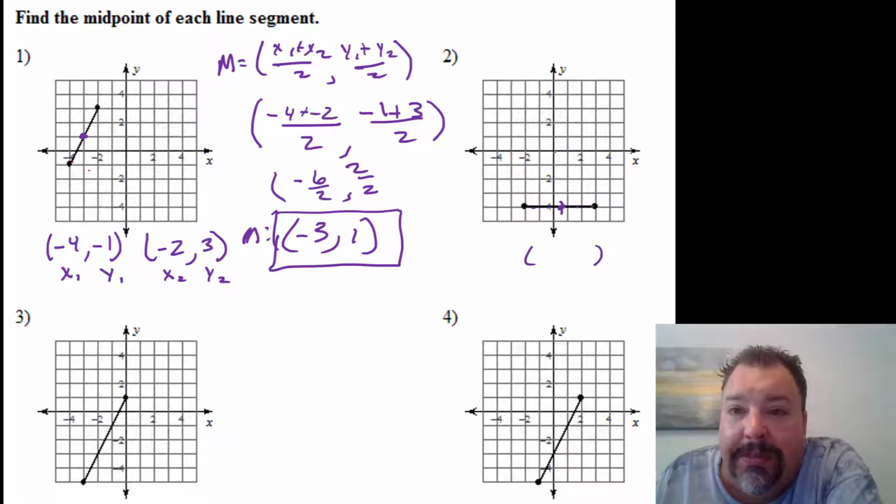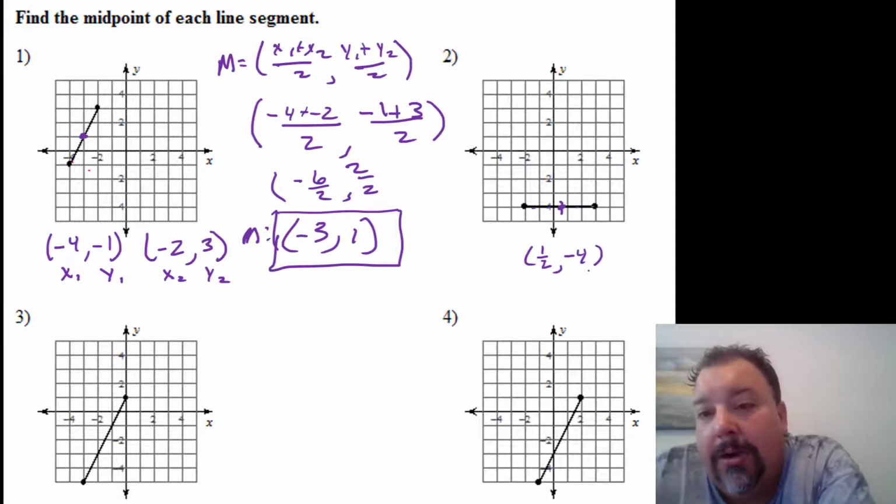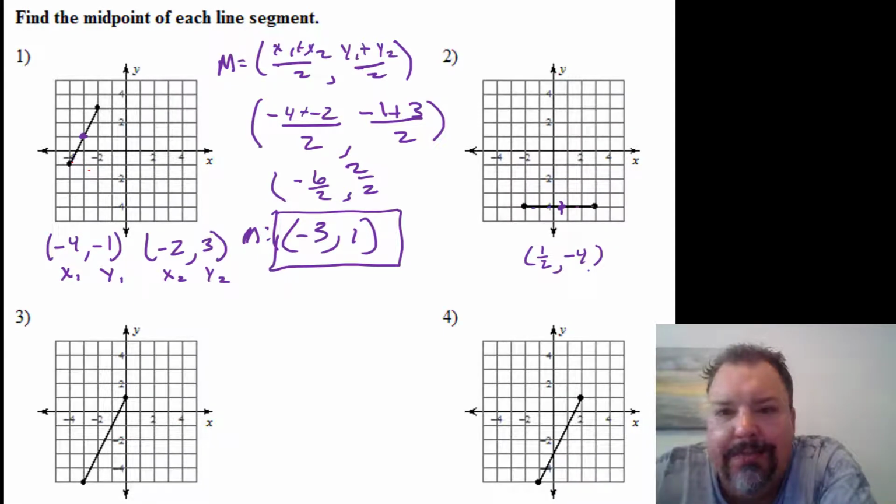And what would the coordinates be? Well, this time it's going over a half to the right and down -4. So that one, if it's a horizontal or vertical line segment, it's easy to do just by the picture. The formula will still work. And here we got a half and -4.